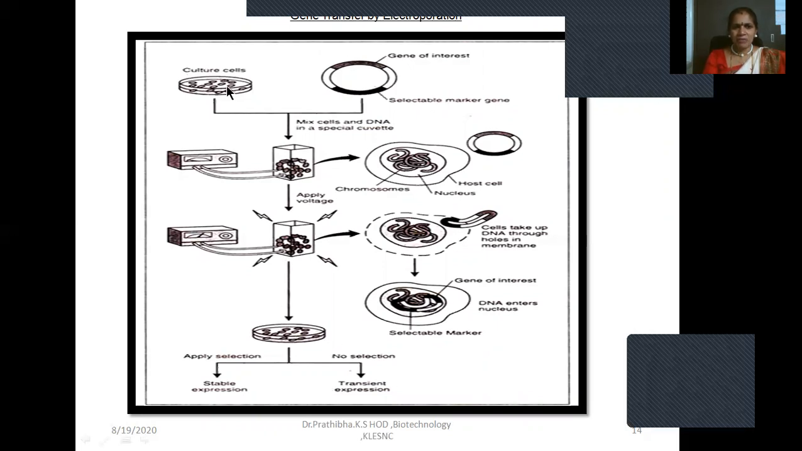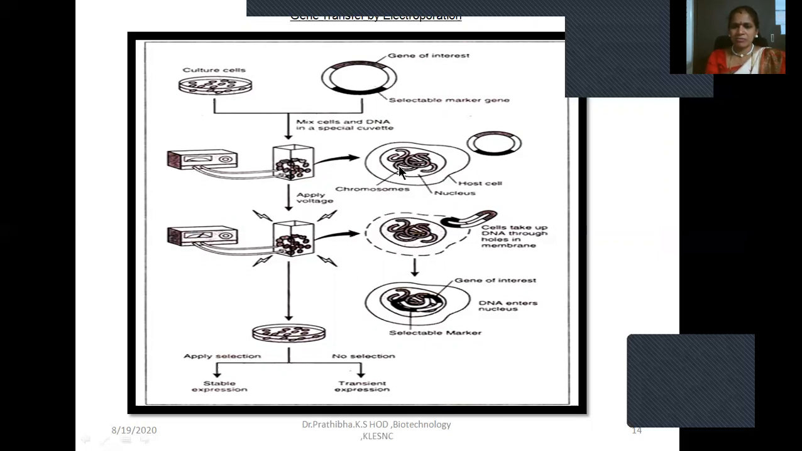Here we have culture cells, and here we have the desired DNA or gene of interest with selectable marker gene, or directly you can take only the gene of interest. We are going to mix here the culture cells, the host cells, and the DNA with a special cuvette. Here we have taken the culture cells and desired DNA fragments, the desired DNA molecule we have taken.